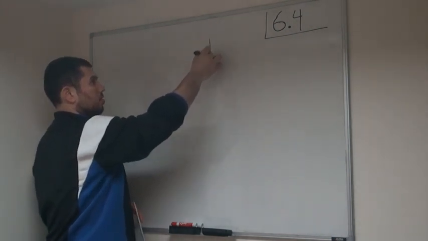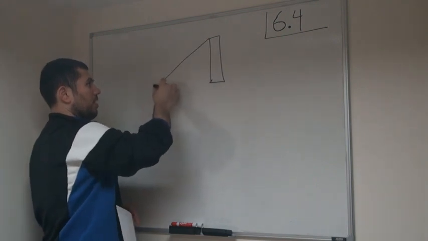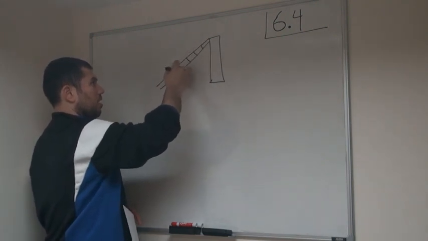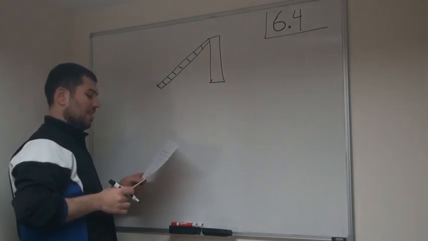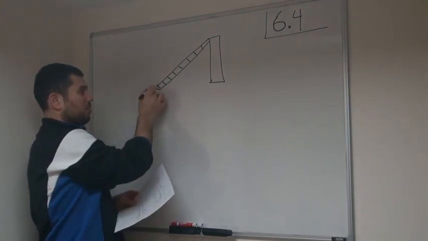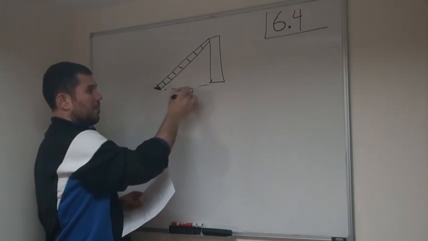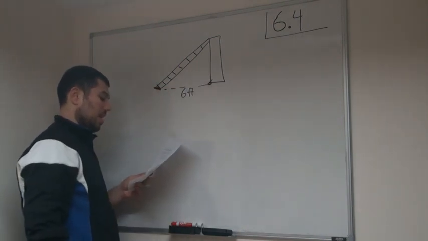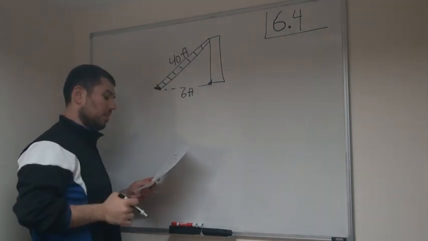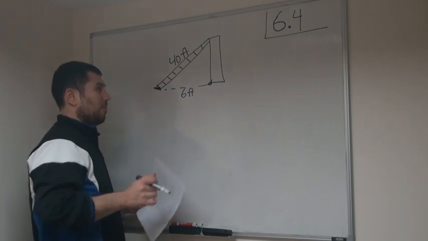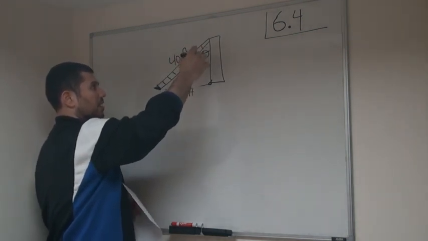Okay, so here's a building. And we have a 40-foot ladder. This 40-foot ladder leans against the building. The base of the ladder, so here's the base of the ladder, is 6 feet. So that's 6 feet from the base of the building. And it's a 40-foot ladder. What's the angle formed by the ladder and the building? So they're asking me for theta right here.